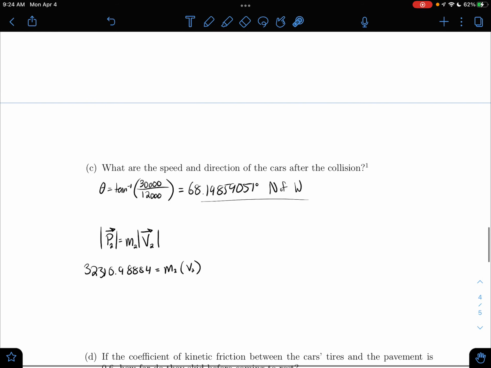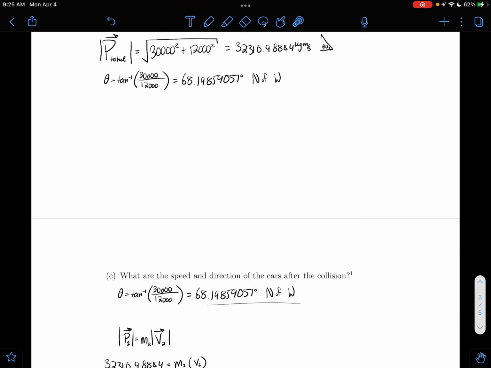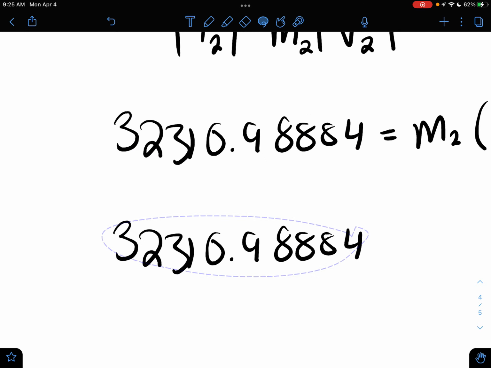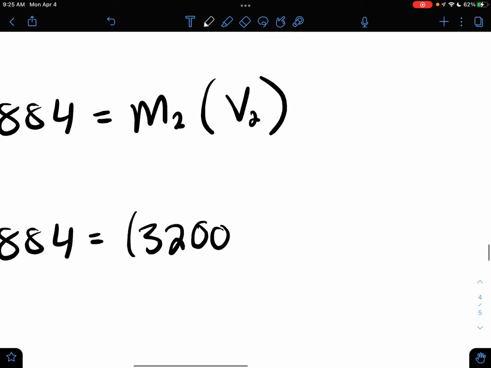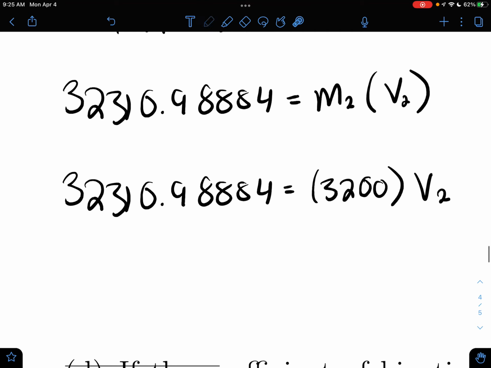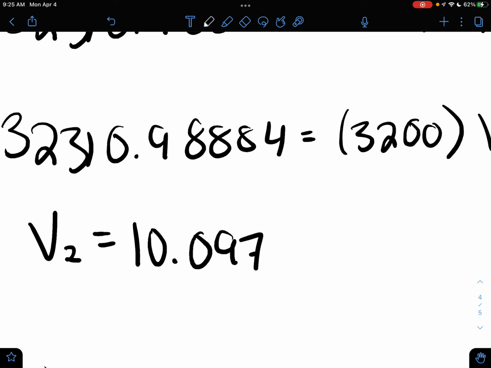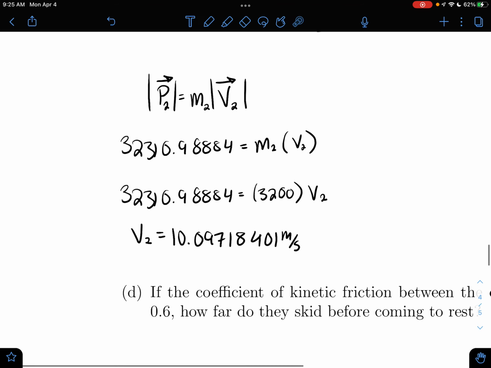Well, we know the mass in our second state because we were told the cars stuck together. And we said we just add their masses to get that m2. So we just add our 20,000 and our 12,000. Right, and that's going to give us a mass of, I don't feel like rewriting this number, so I'm just going to copy this down, equals our 3,200, my bad, times our v2, right? So divide both sides, quick algebra, and we're going to get that the magnitude of our velocity is going to be 10.0971841 meters per second.